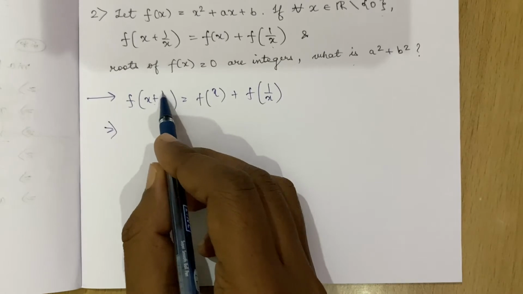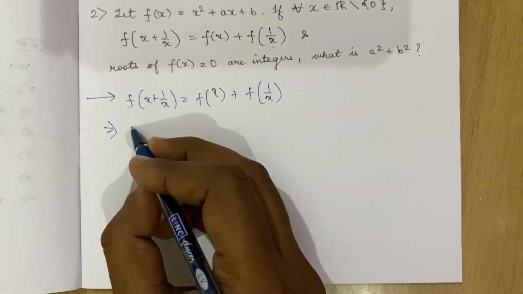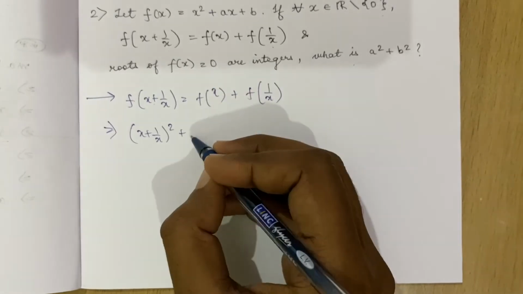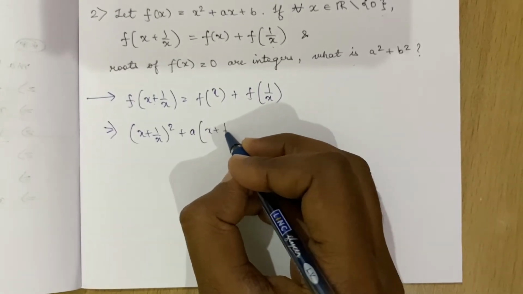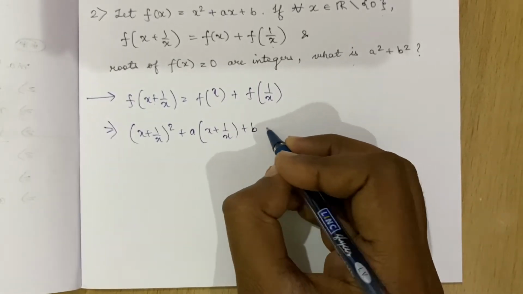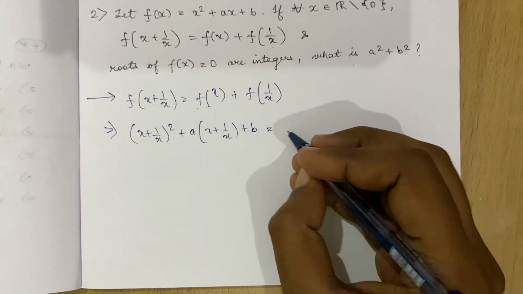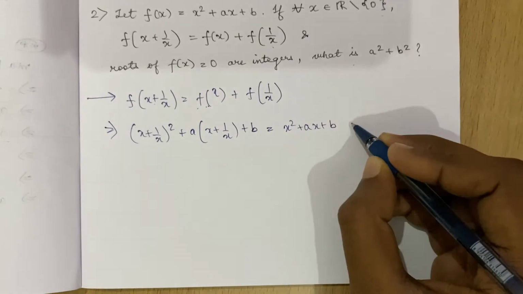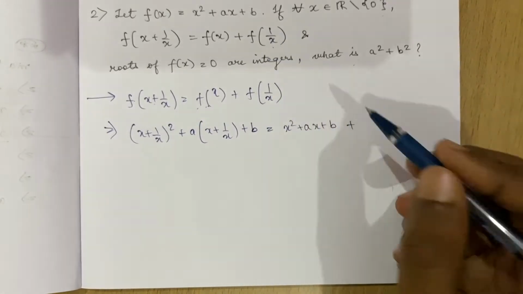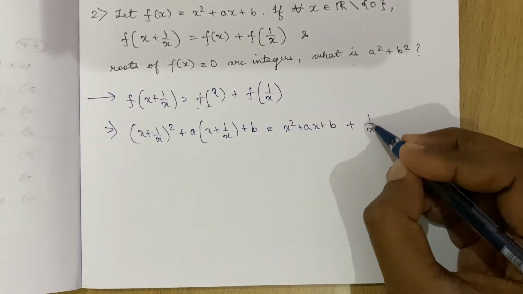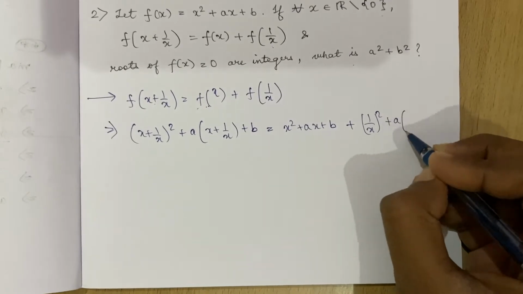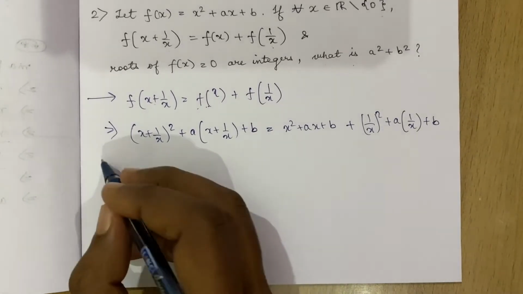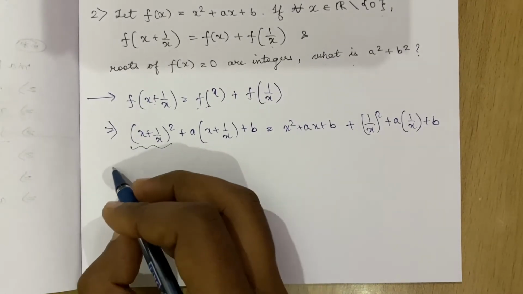f(x + 1/x) is given. So this is (x + 1/x)² + a(x + 1/x) + b. Now f(x) is x² + ax + b, and f(1/x) is 1/x² + a(1/x) + b. So let's expand this term.